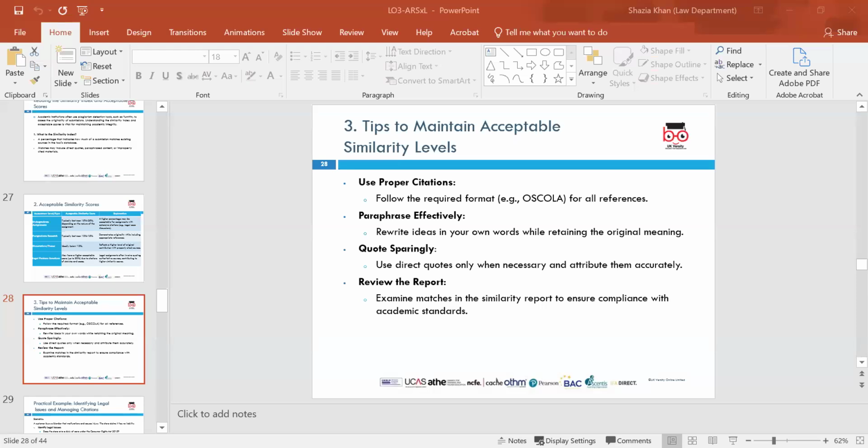Quote sparingly, so use direct quotes only when necessary and attribute them accordingly. Don't just put all quotes into your assignments because it doesn't make sense and it will come up with a high similarity score. Also, make sure that you review your report, so examine your matches to ensure compliance with academic standards. And also try to avoid high similarities, making sure that they are between 15 and 20%, making sure they're quite low.